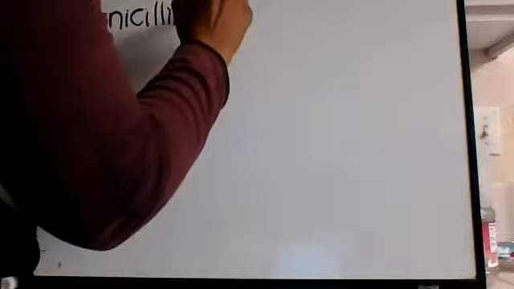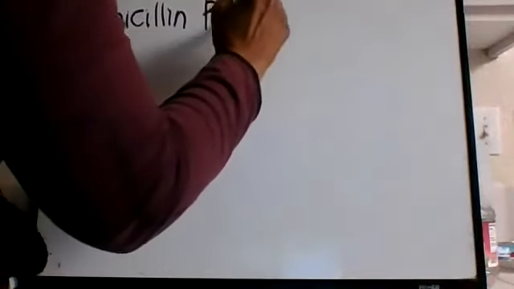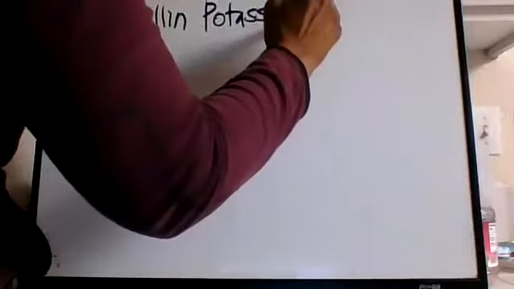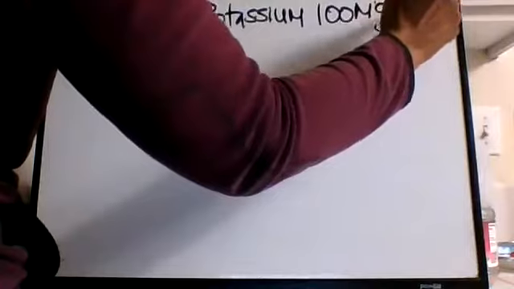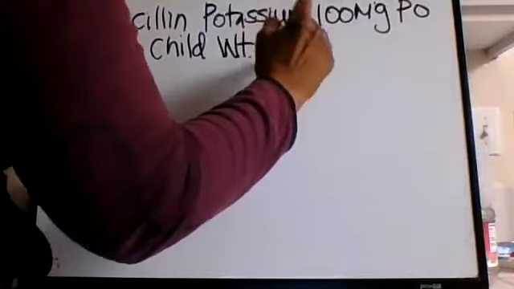All right, here's another one. Oops, wrong color. Hold on, let me get the right color. All right, this one is penicillin potassium. 100 milligrams by mouth every 6 hours. Child's weight is 36 pounds.